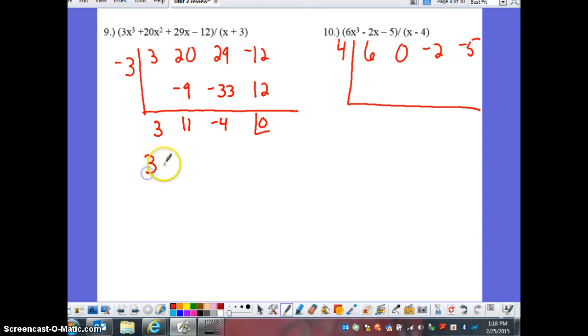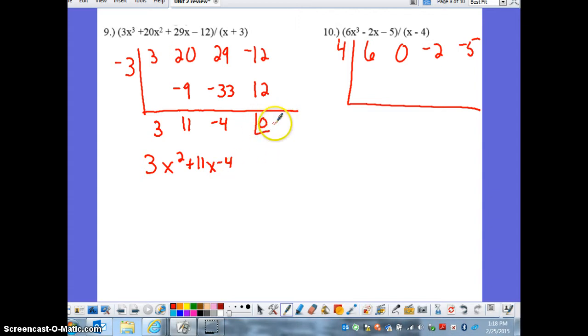So my result is 3x squared plus 11x minus 4. Again, I'm only asking for the synthetic division. I'm not solving anything, so that's the complete answer there. And then I normally ask you whether that is a solution, and the answer there is obviously yes. This is a solution because the remainder is 0.